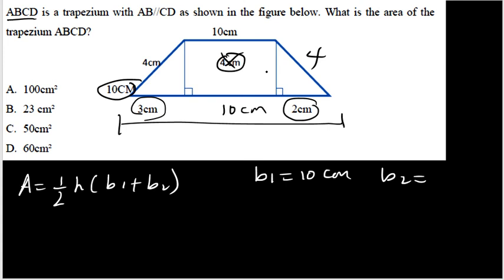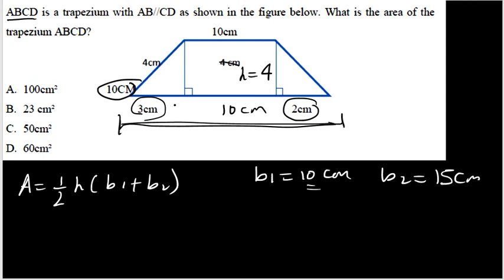Let us correct our correction. This 4 centimeter must be the height here. This is the height given. So B1 is the upper base, that is 10 centimeter, and the lower base is 3 plus 10, which is 13 plus 2, 15 centimeter. The lower base, the length is from here to here. We can add 3 plus 10 plus 2, that is 15. And we have the height also. The height of the trapezium is 4 centimeter.